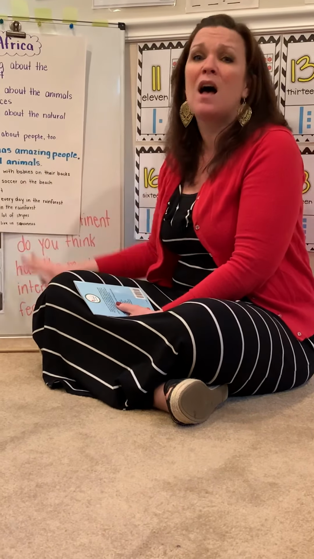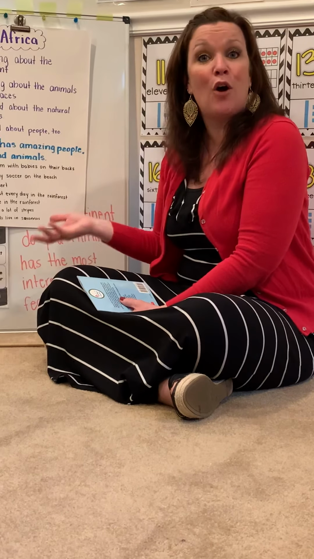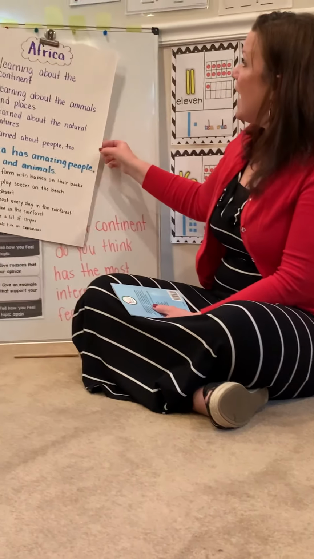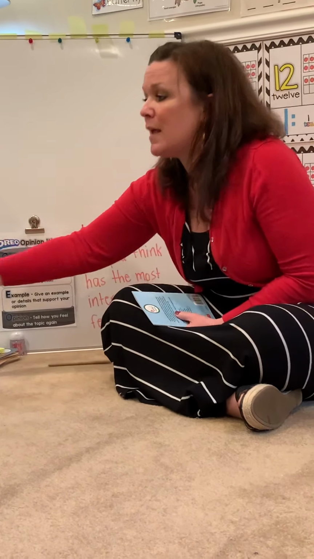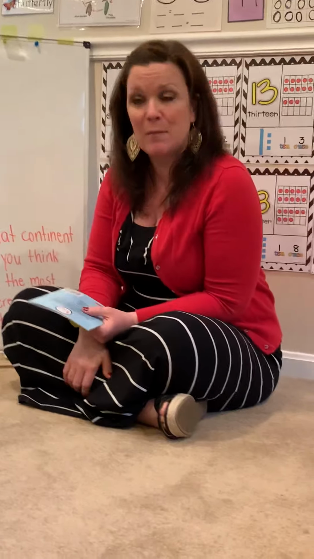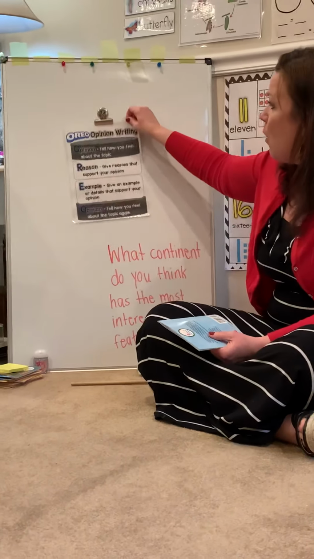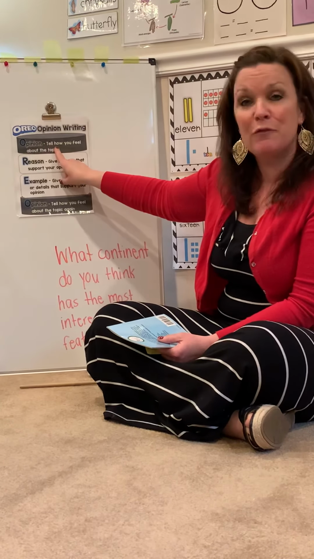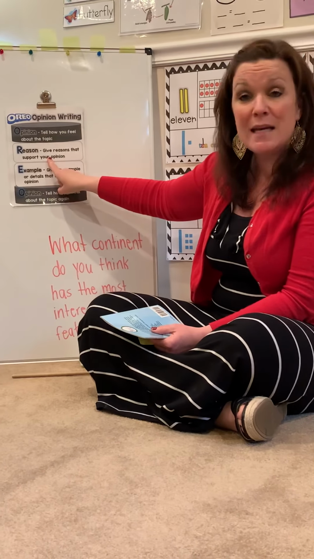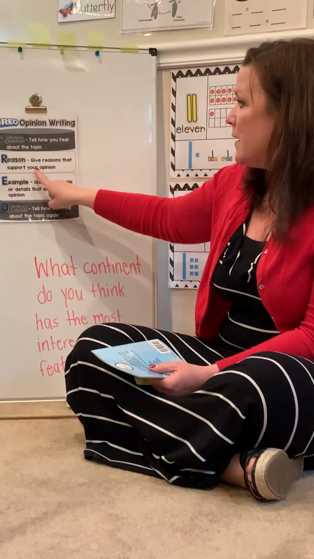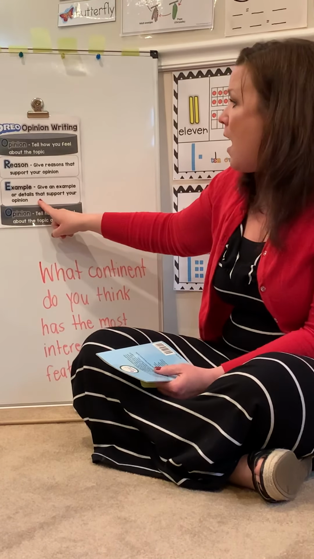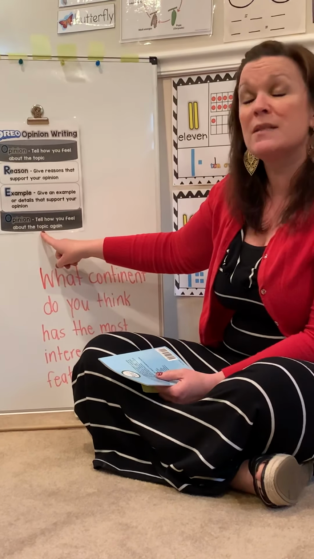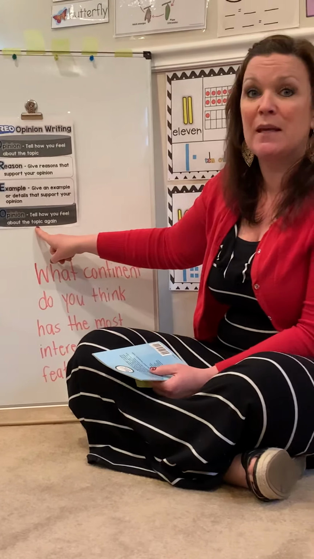And then she gives us a ton of reasons because she's a good author. Just like you. You all are good authors. And today, I want you to think about being an author when you write your opinion statement. We've been talking about what opinion writing looks like. Opinion, you tell how you feel about a topic. You give a reason to support your opinion. You give an example of or details that continue to support your opinion. And then you tell how you feel about the topic again.